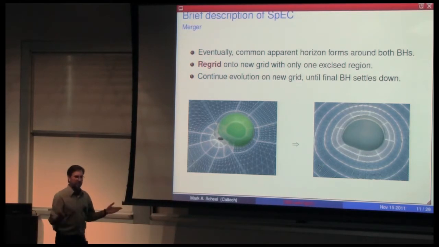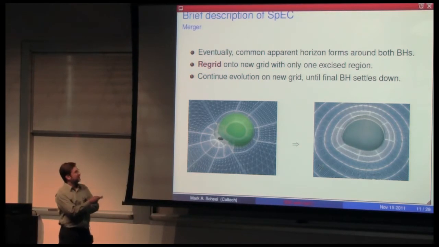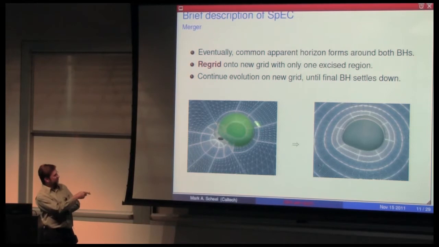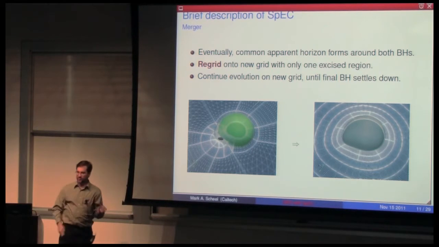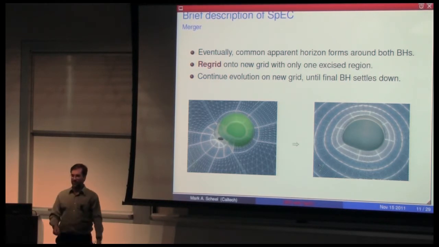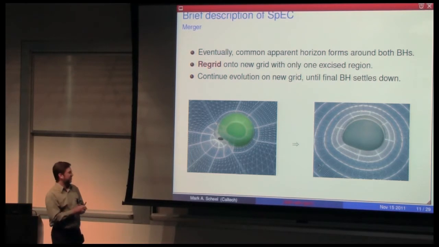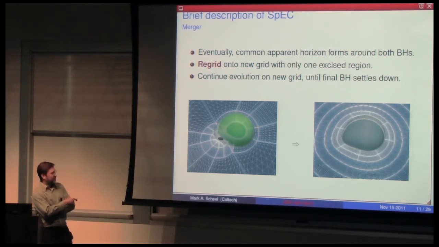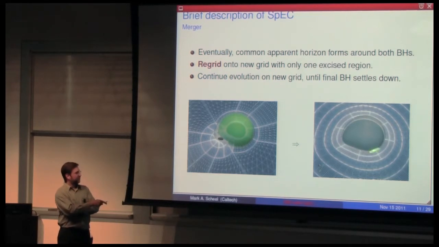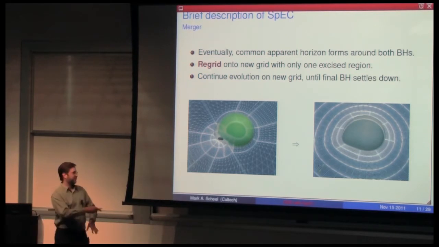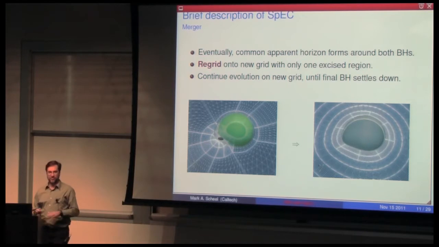Okay, so I talked about grids with two excision boundaries, well, you know that black holes will merge. So what you do at merger is eventually a common horizon forms around both black holes. So here's a picture of this, where here's a grid, and there's a green black hole and a little red black hole, and this gray surface here, I hope you can see that, is a common apparent horizon. Apparent horizons aren't like event horizons. A common apparent horizon will just pop out into existence at some time. And when this happens, then what you do is you stop the simulation, regrid onto a new grid that only has one excised region, interpolate all of your variables onto a new grid, and then continue until everything settles down.